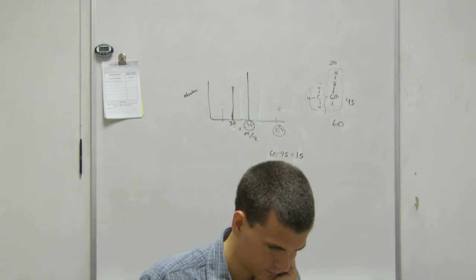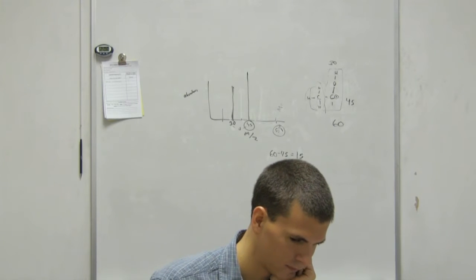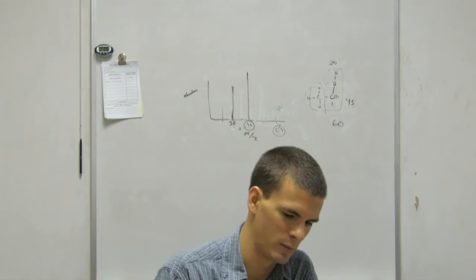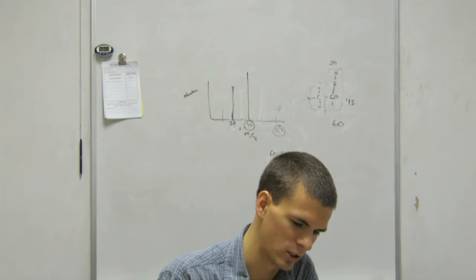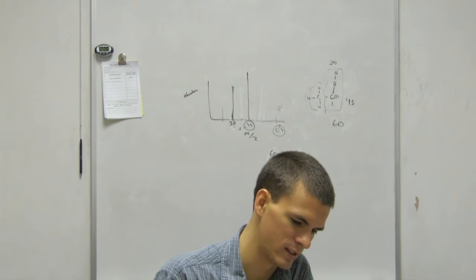So the answer is this one. Yep, perfect. It would just lose this little chunk right here. So it would be that C, those three H's, this C, that H, that O, and that H. And the rest would have fallen off. Okay.